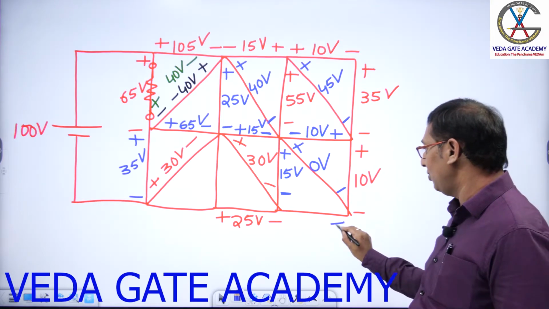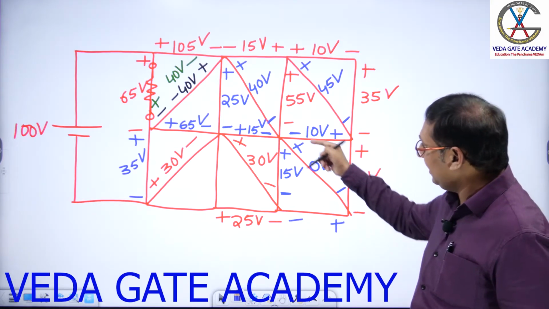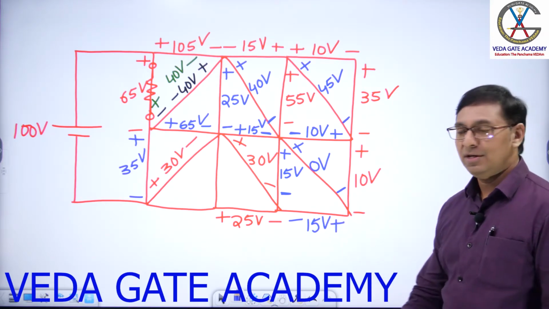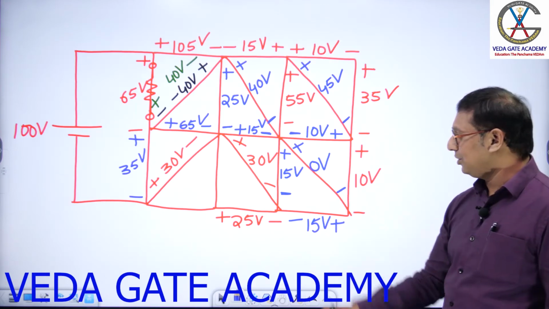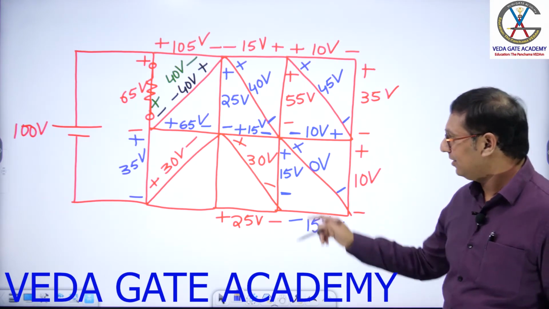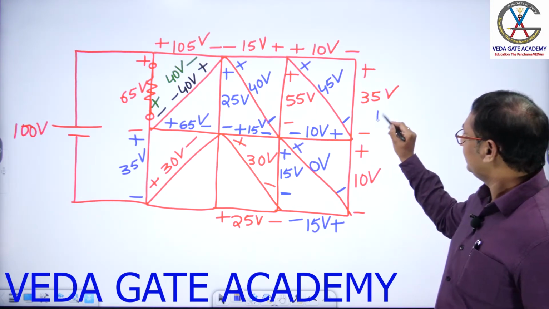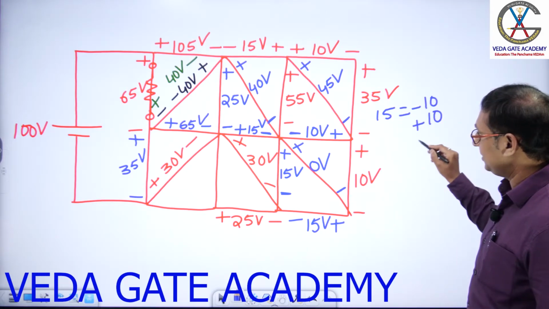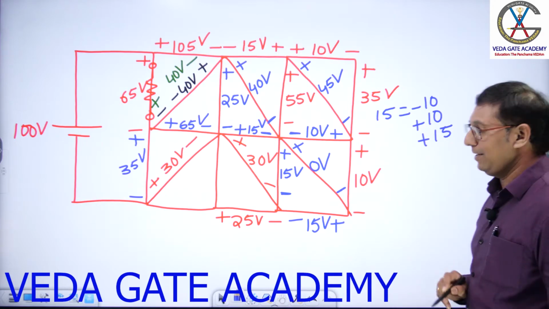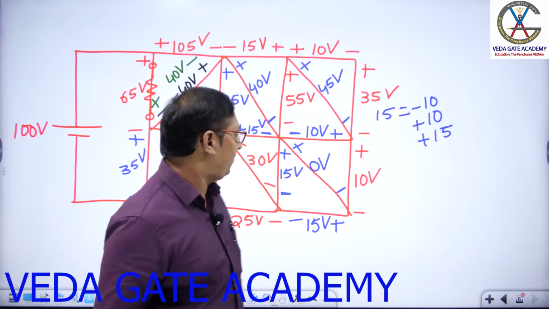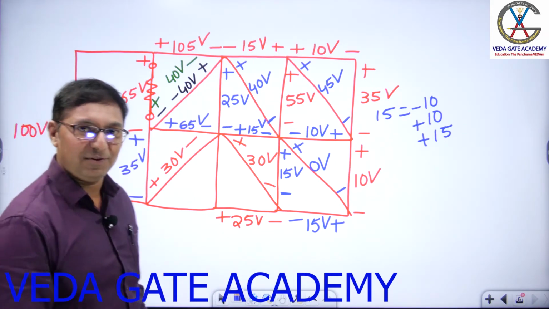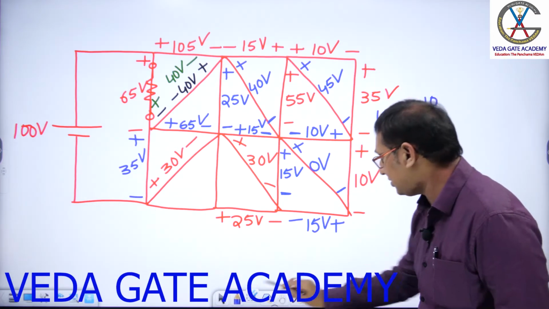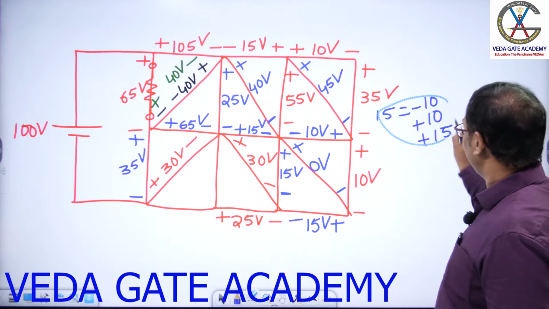Next, I want this branch voltage. Plus and minus. Minus 0 plus 15. What is the value here, sir? Plus 15 volts. Now, please cross check for this closed path whether KVL is satisfied or not. 15 equals minus 10 plus 10 plus 15. Minus 10 plus 10 gets cancelled. 15 equals 15. Perfectly KVL is satisfied for this mesh. Done, dears? Right. Let me erase this part.